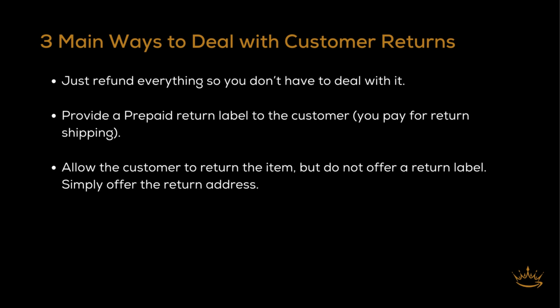So overall, just to get it out of the way, there are three main ways to deal with customer returns when you sell merchant fulfilled on Amazon, okay? Now, you can just refund an order so you don't have to deal with it, right? If you get a return or a customer that's unhappy, you can, and that's obviously going to protect you from bad feedback, A to Z claims or anything like that, and just the overall hassle of dealing with a return.